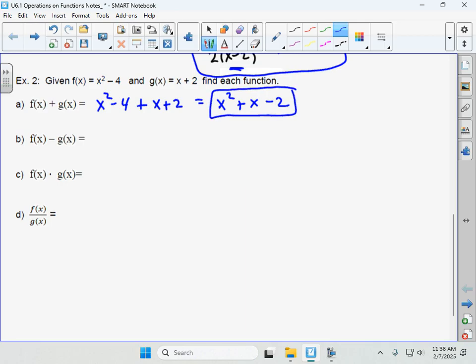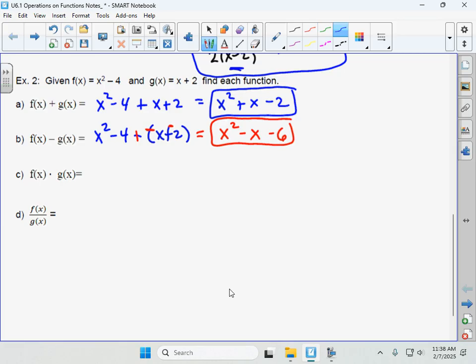Okay, subtraction. Again, make sure that second function, put it in parentheses. And that's so you can change the subtraction to addition, distribute the negative, and then collect like terms. All right, that's minus x now. Negative 4 minus 2, that's minus 6.